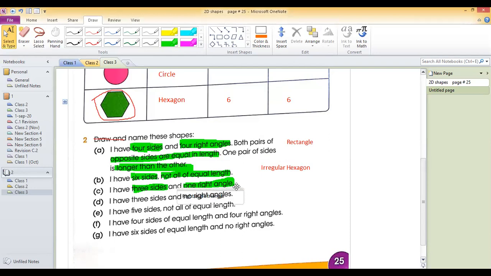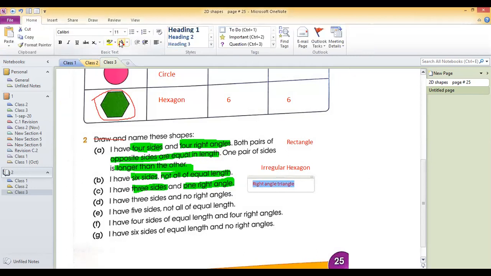Guys, make sure of the spelling of right angle triangle, right? I think we made a mistake in the spelling previously. A right angle triangle, right? This is a right angle triangle. Why this shape? Because this is the only shape which has one right angle.